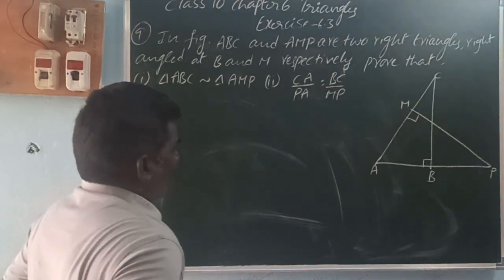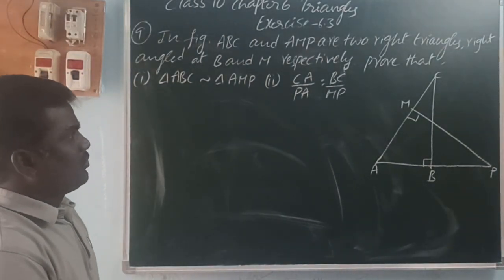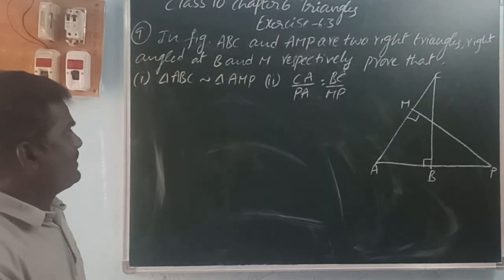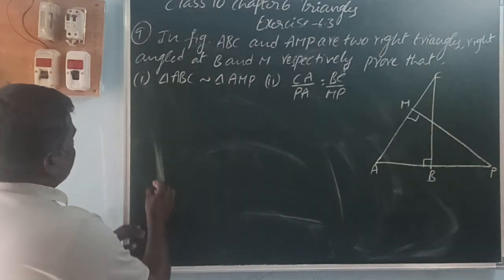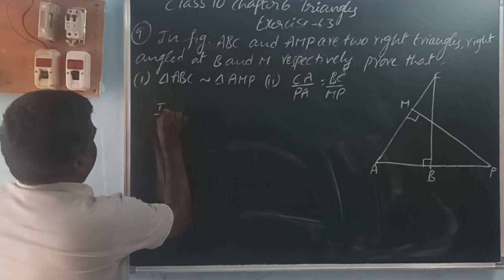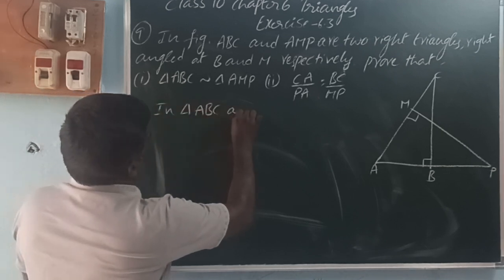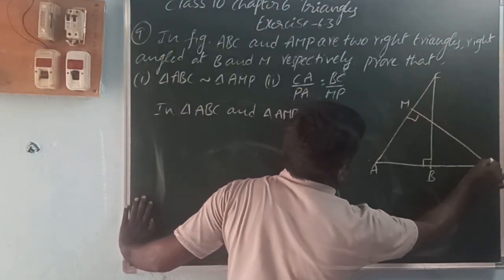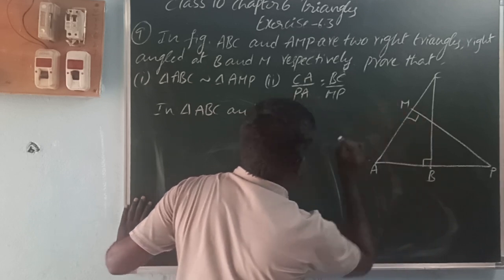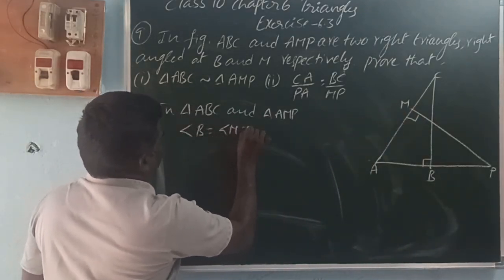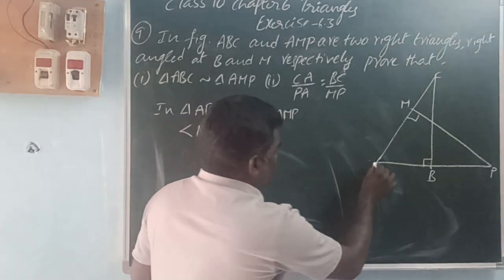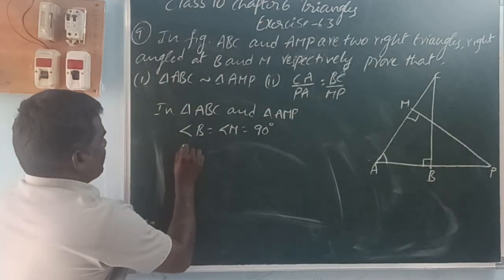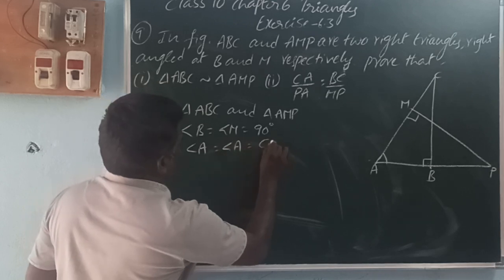Next, in the figure, triangles ABC and AMP are two triangles with right angles at B and M respectively. Prove that triangle ABC is similar to triangle AMP. So in triangles ABC and AMP, at B is a right angle, at M is a right angle. So angle B is equal to angle M, equal to 90 degrees. In these two triangles, angle A is common. So angle A is equal to angle A. It is a common angle.